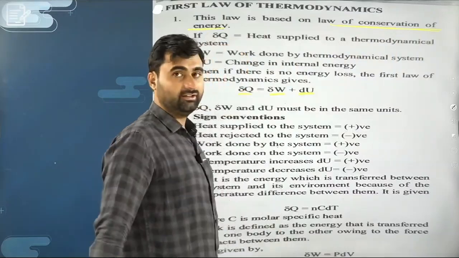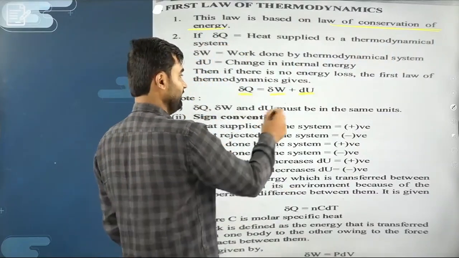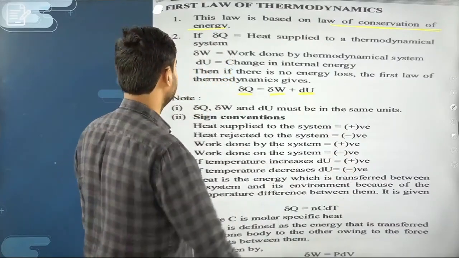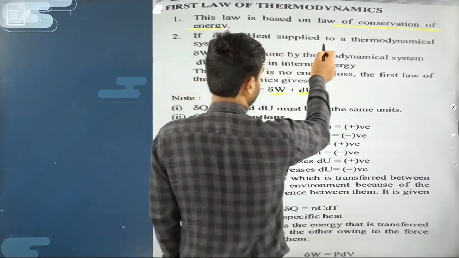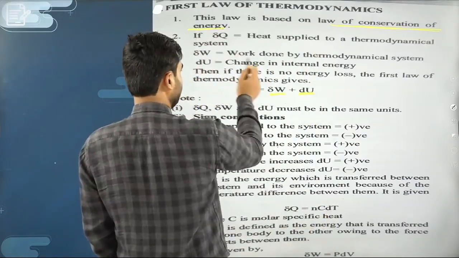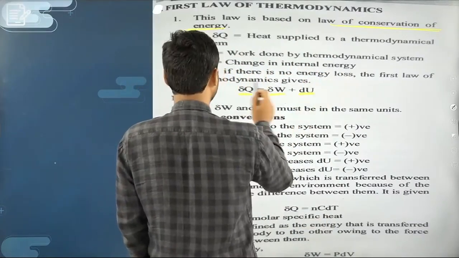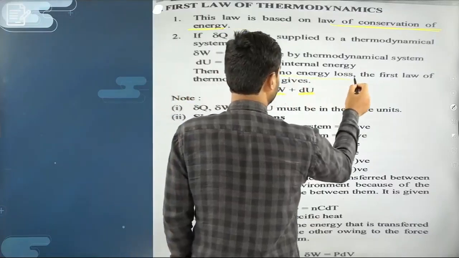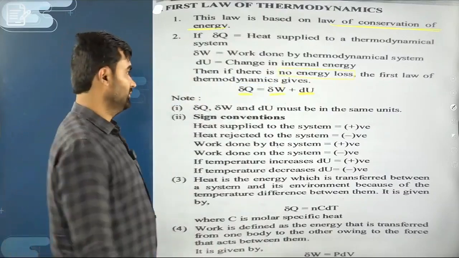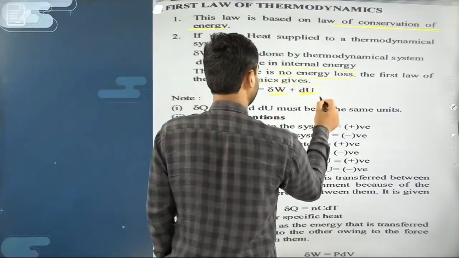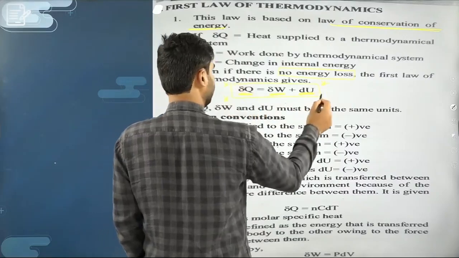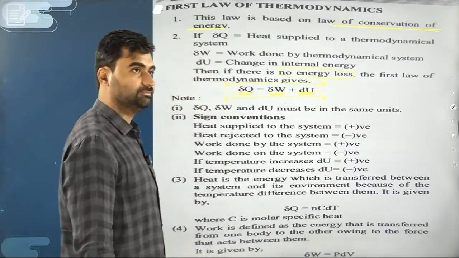And how to write it? Heat supplied is equal to work done plus change in internal energy. So dQ means heat supplied, dW is work done and dU is change in internal energy. We can relate them. We are assuming here no loss. Okay, is it clear? So this is the first law of thermodynamics. Is it clear to everyone?